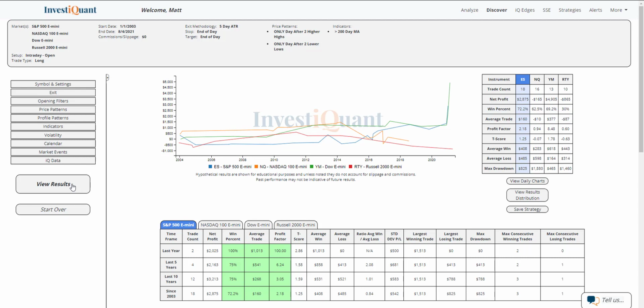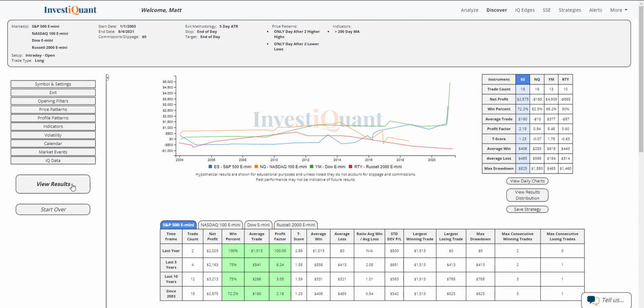For the NASDAQ, it's only 16. For the Dow, 13. And the Russell, only 10. So very few sample sizes there. The win rates on them are mostly favored. The S&P comes in at 72%, meaning 72% of those 18 samples have closed above the open for the day. For the NASDAQ, it's 63%. For the Dow, it's 69%. And the Russell only 30%. So the Russell is completely out of whack with the other instruments there.